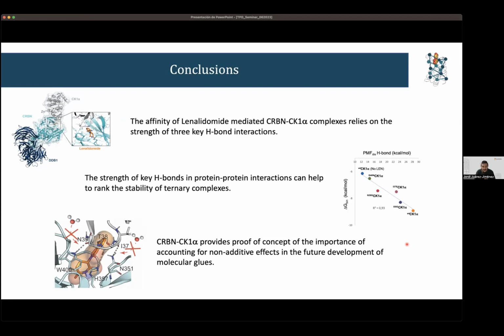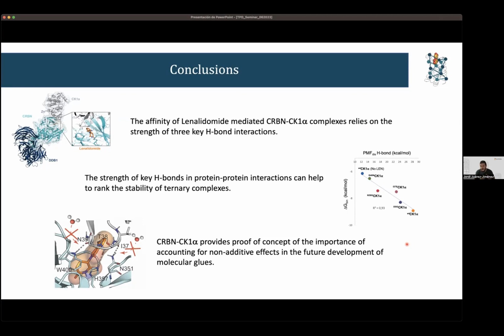I just want to conclude with final remarks. Basically, we hypothesize that the affinity of lenalidomide mediated Cereblon CK1 alpha complexes relies on the strength of the 3 hydrogen bonds, and that's the main contributor. This strength of hydrogen bonds can help predict the stability of ternary complexes, and we think that Cereblon CK1 alpha is proof of concept of a more general mechanism, right?